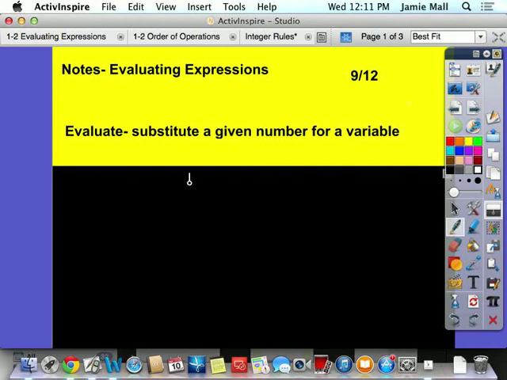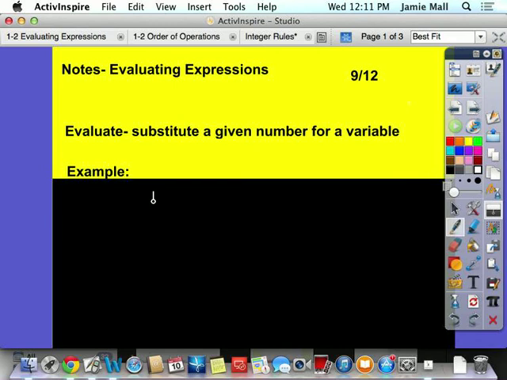a variable. So it's like you're going to be given a key for x and y. You'll be told what x and y stand for. And then you're going to use what you know about order of operations to help simplify that expression.